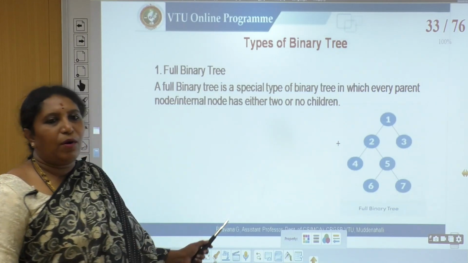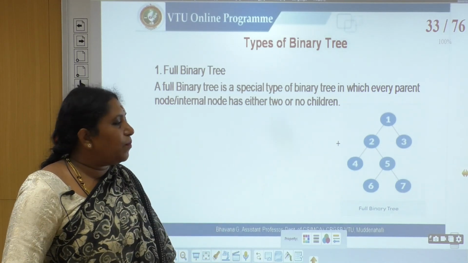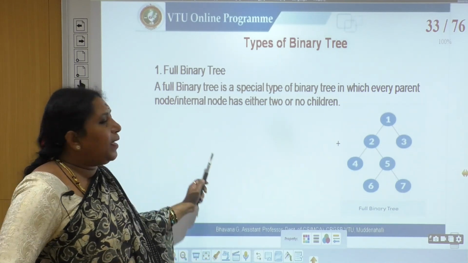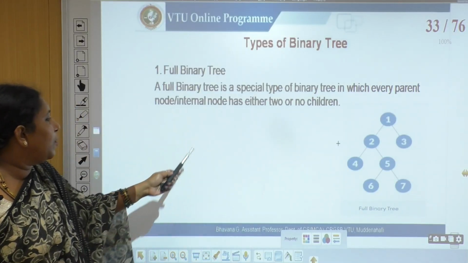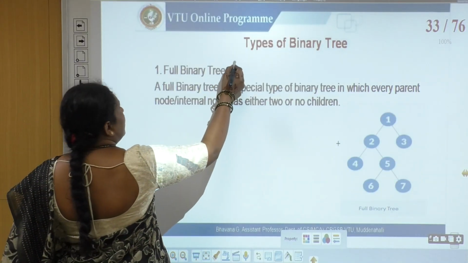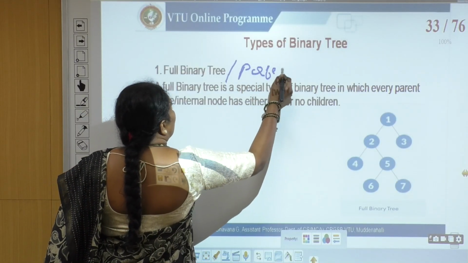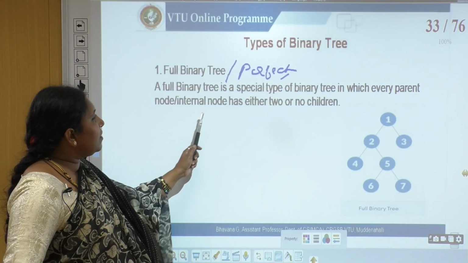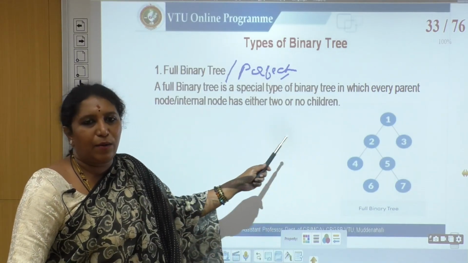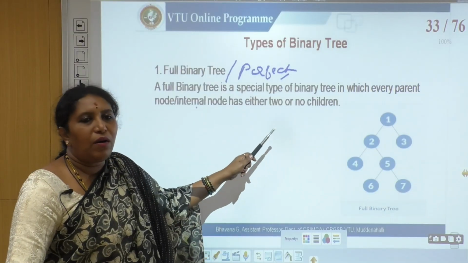Now the most important part is here, the types of binary tree. There are many types of binary tree. The first one is the full binary tree, or you can also call it a complete or perfect binary tree. Okay, is it full or perfect binary tree? Okay. Now, what is a full binary tree? A full binary tree is a special type of binary tree in which every parent or internal node has either 2 or no child.